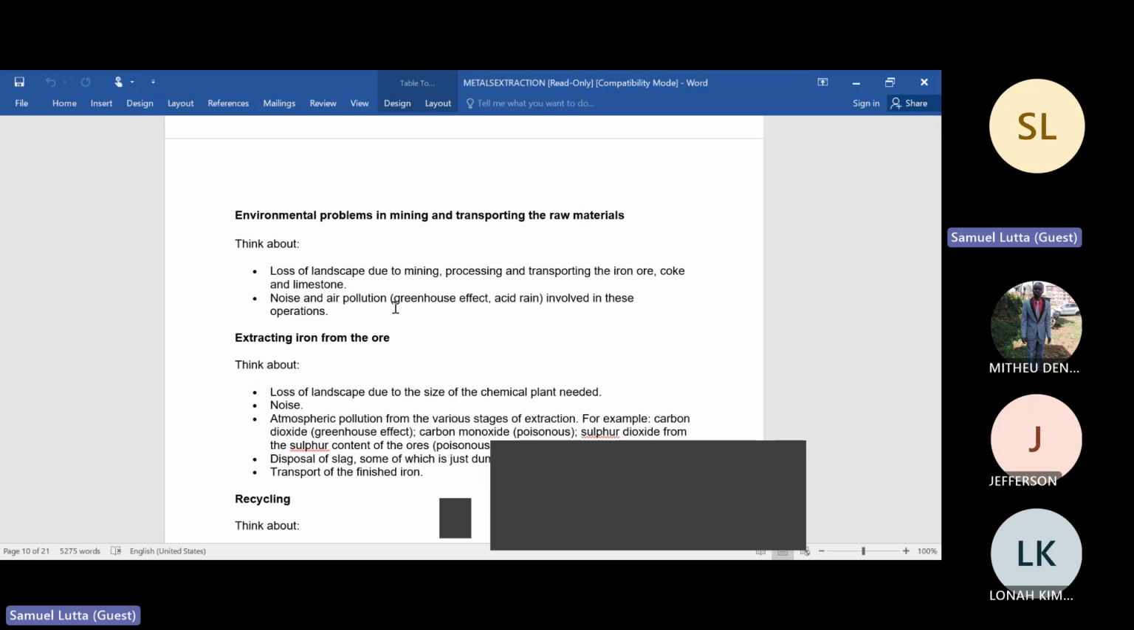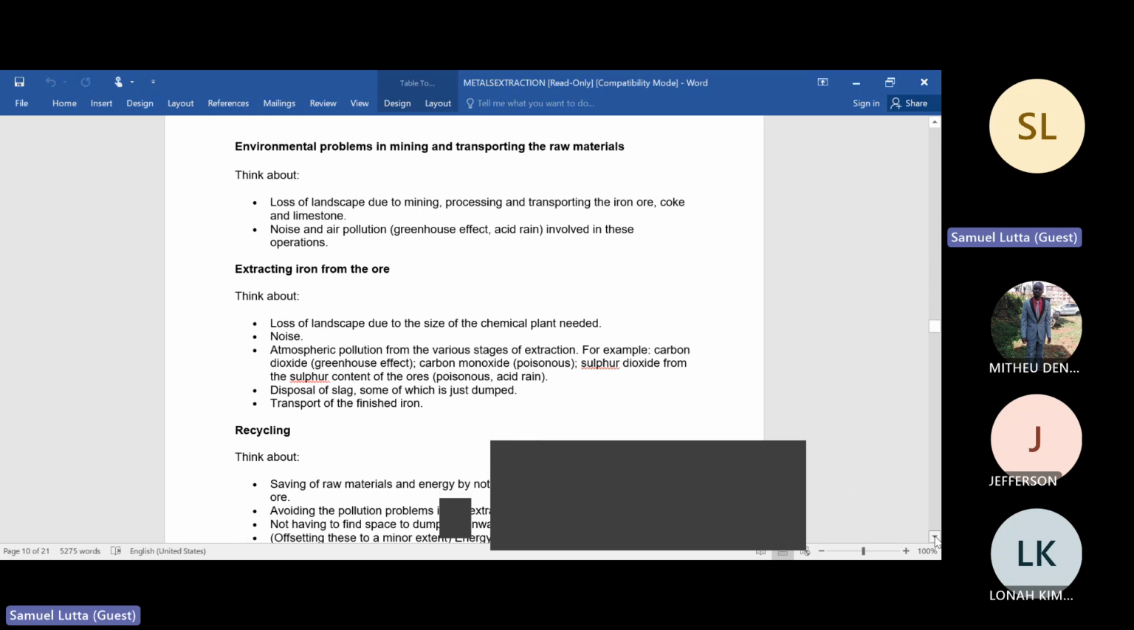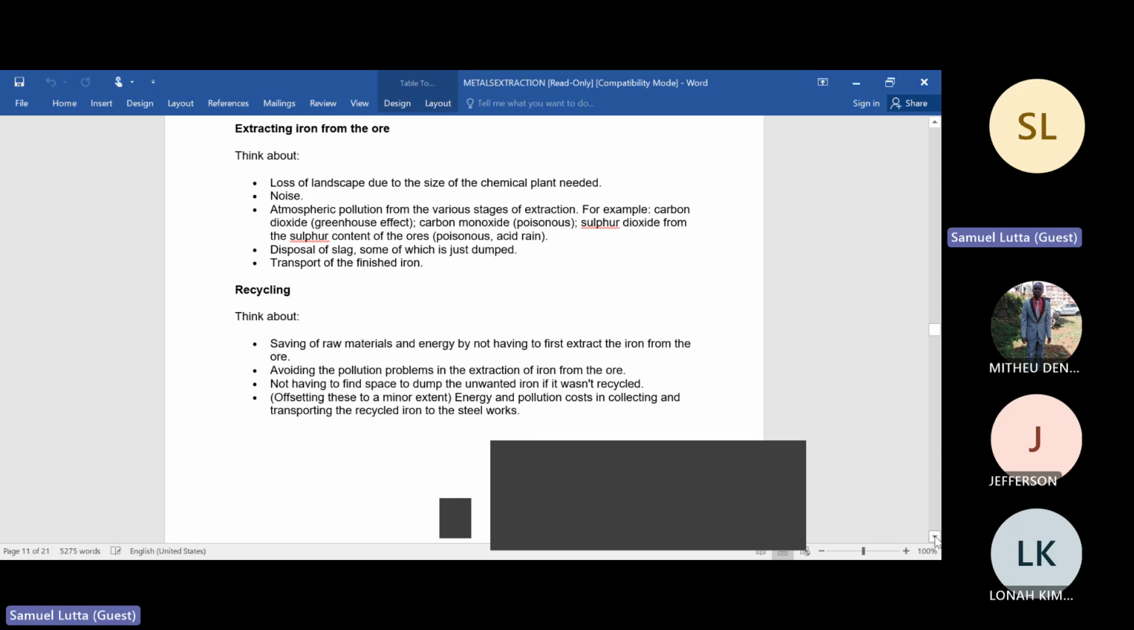The carbon dioxide also causes what we call acid rain during the extraction. So we are talking about landscape, noise, and atmospheric pollution because of the gases. We have sulfur dioxide, carbon dioxide, a greenhouse gas, and carbon monoxide, which is poisonous. And then we also have slag. When we get too much of it, it becomes a problem to dispose of.